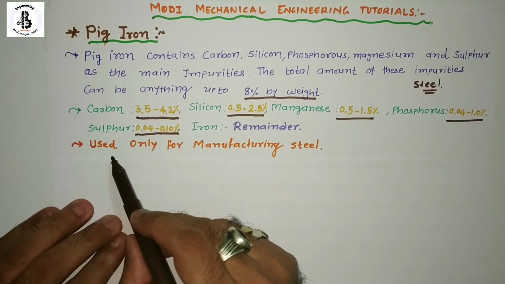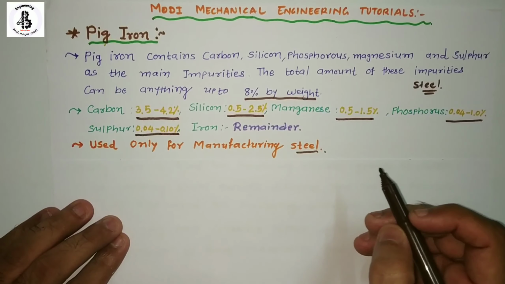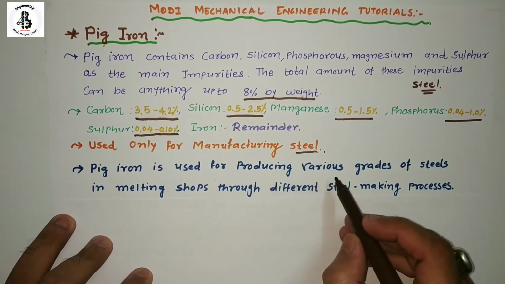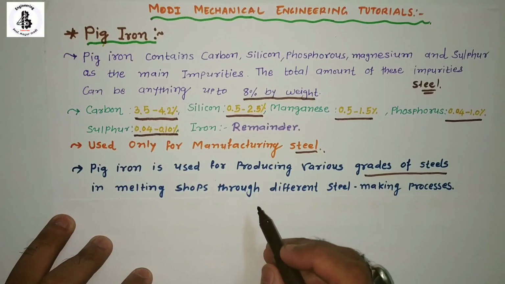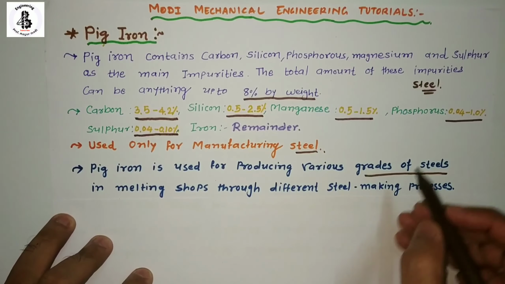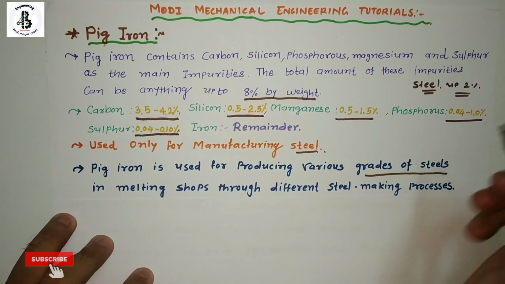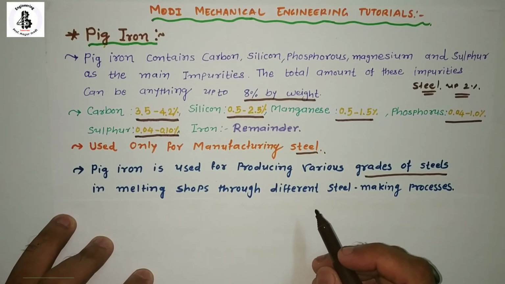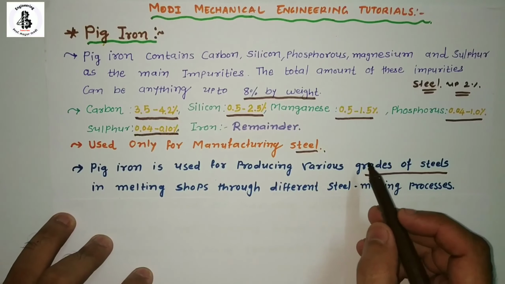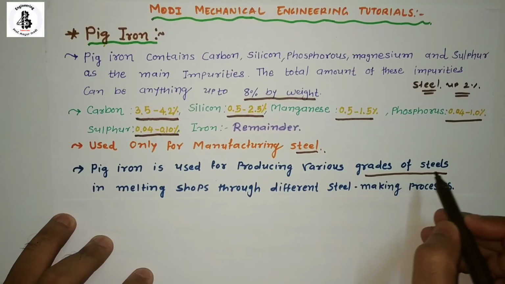So that will be used only for the manufacturing of steels. It has good properties for withstanding as a workpiece material. Pig iron is used for producing various grades of steel, depending upon the weight percentage of carbon. If you want to make a steel, up to 2% carbon is present in the iron, and that is the category of steels. According to the weight percentage of carbon, it is manufactured as different grades of steel.